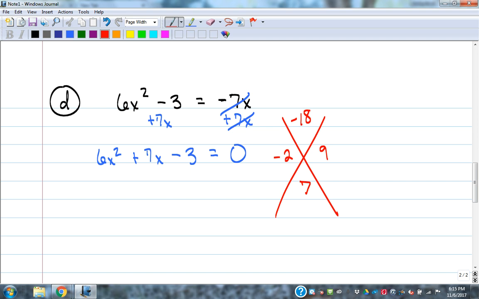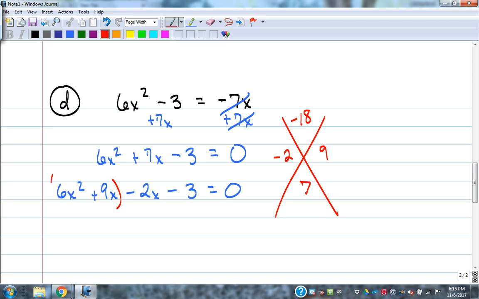So now, can I go straight to my factors? No. Remember, there's a number in front of x squared. That's what says, okay, you've got to do grouping then. So we're going to put 6x squared. And it doesn't matter which one you put next, either plus 9x or minus 2x. I'm going to put the plus 9x first, because it really doesn't matter.